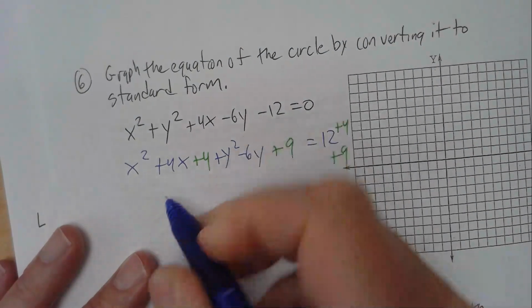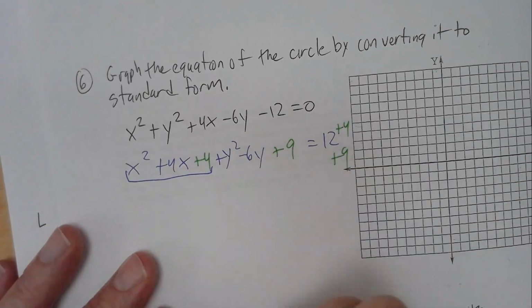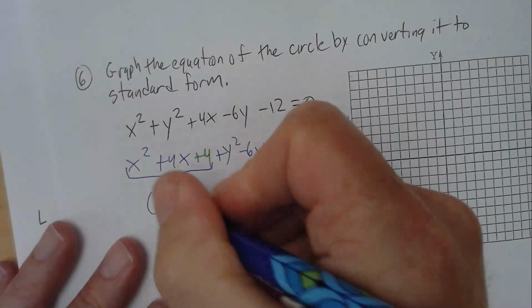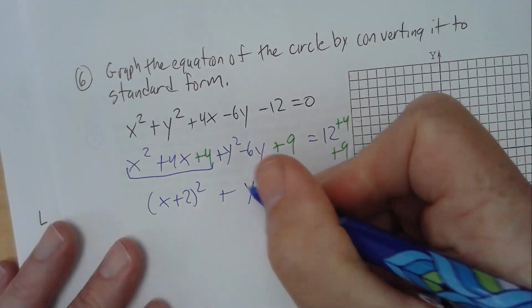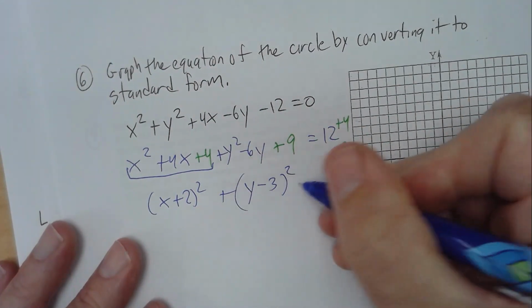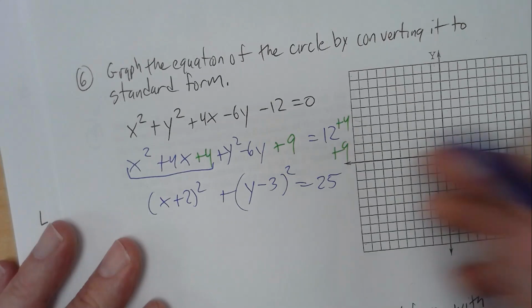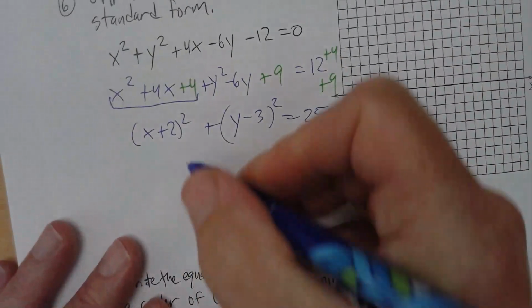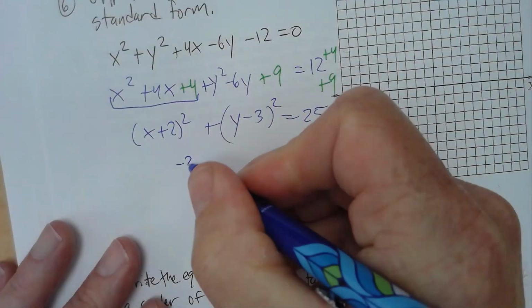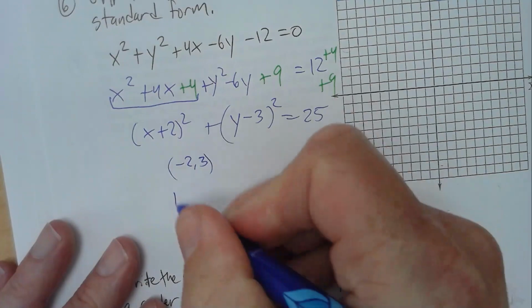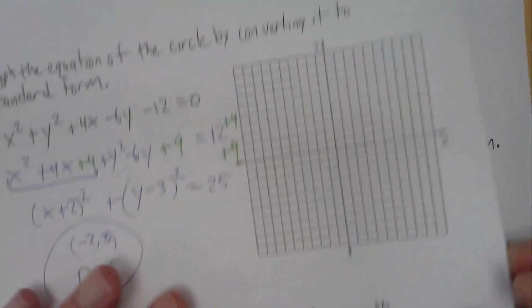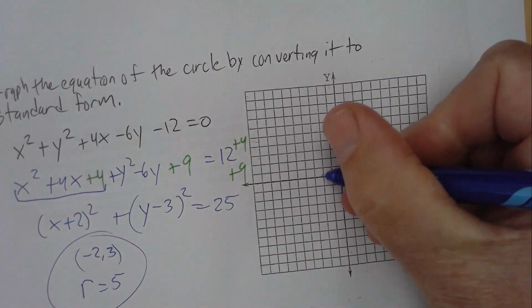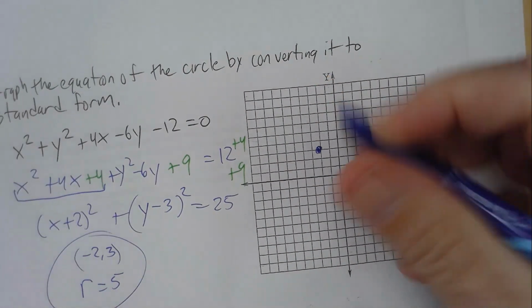So the purpose of this was, now this is a perfect square trinomial. So it factors into x plus 2, and then this factors into y minus 3. And then that would be 25. So my center is at negative 2 comma 3, and the r is equal to 5. So now I'm going to graph that. Negative 2 up 3, and the radius is 5.